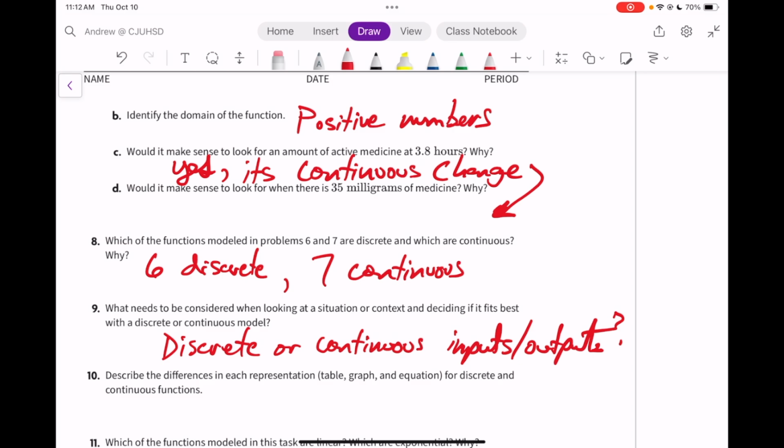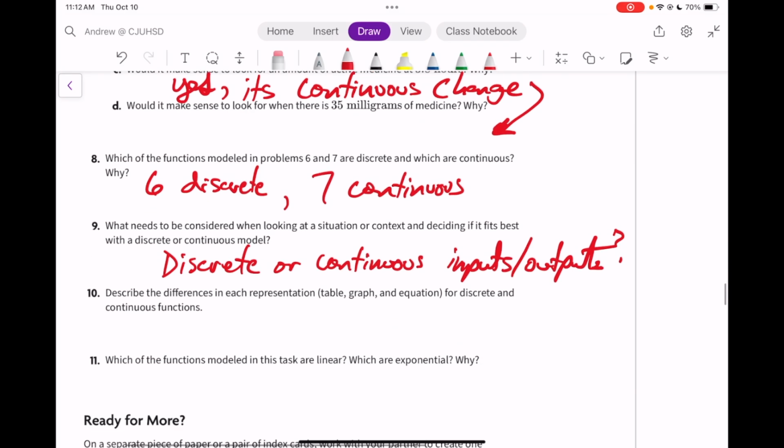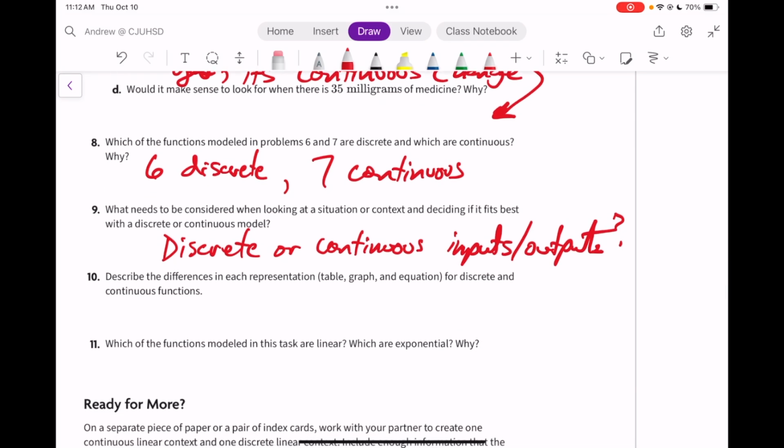Describe the differences in each representation for discrete and continuous functions. We're going to get to that in a second. Which of the functions modeled in the task are linear, which are exponential? 1, 2, and 3 were linear, and 6 and 7 were exponential.